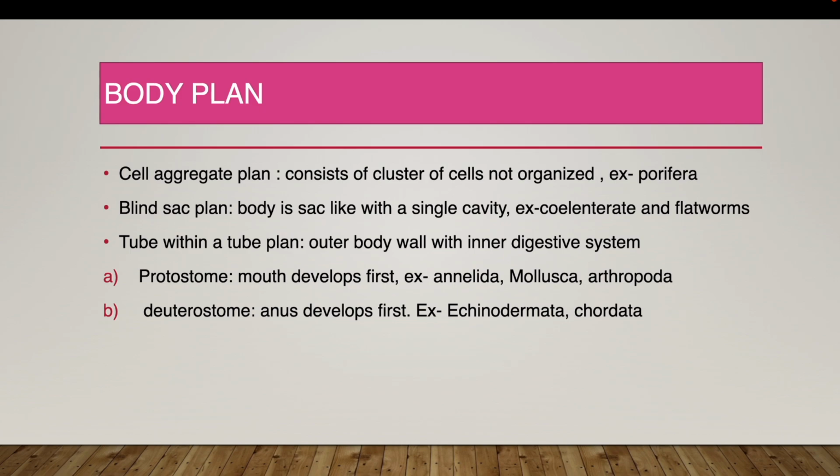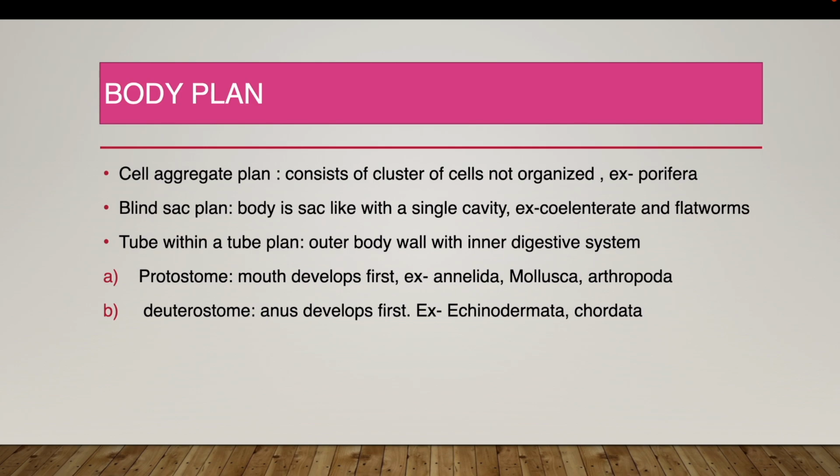So here there are two categories. One is protostome, where the embryo first develops the mouth. So the phylum Annelida, Mollusca and Arthropoda come under the protostome category. Then the second type of category is known as deuterostome, where the embryo first develops the anus. So the phylum Echinodermata, which is the higher invertebrate, and all the chordates come under the deuterostome category.